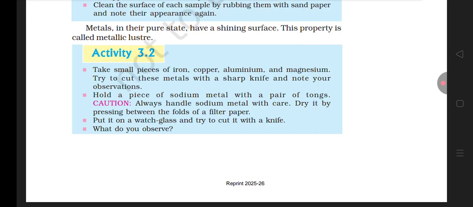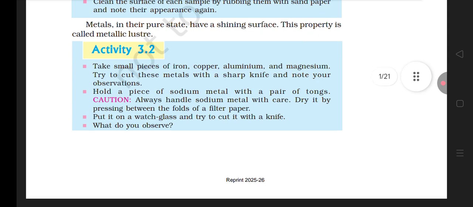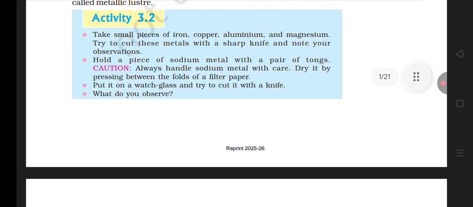Now the second is activity 3.2. Take small pieces of iron, copper, aluminium and magnesium. Try to cut these metals with a sharp knife and note your observations. Hold a piece of sodium metal with a pair of tongs. Caution: always handle sodium metal with care. Dry it by pressing between the folds of the filter paper. Put it on a watch glass and try to cut it with the knife.